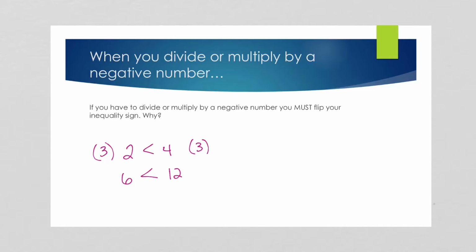But watch this. So I have 2 and 4. We still agree that 4 is bigger. But what if this time I multiply by negative 3? I get negative 6, and I get negative 12 this time. And look, negative 6 is now bigger than negative 12. So when you divide or multiply by a negative number, you have to flip your inequality symbol. And this could have been negative 1, it could have been negative 100, it doesn't matter. If you multiply or divide by a negative number, you have to flip your sign.